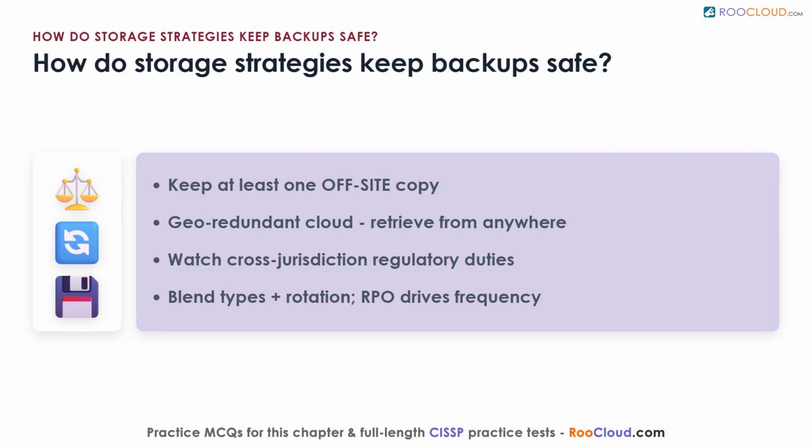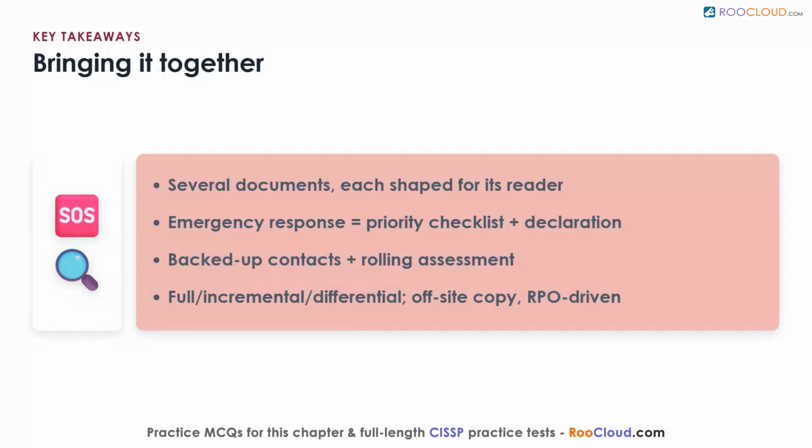A popular approach is a geographically redundant cloud service, letting you retrieve backups from anywhere after a disaster, though spreading data across jurisdictions can raise new regulatory duties. Most organizations blend backup types with a rotation scheme, often full backups on the weekend and incrementals or differentials nightly. Your recovery point objective drives the design, because the less data loss you can tolerate, the more frequent your backups must be. So let's bring it together.